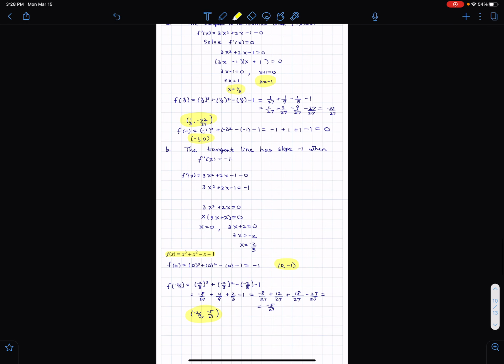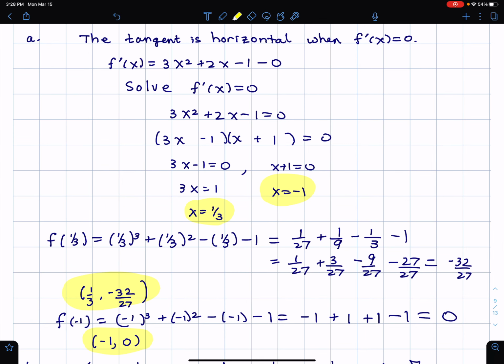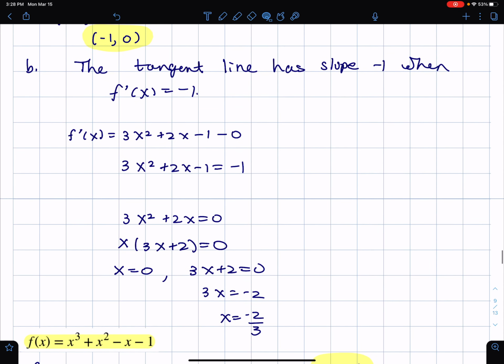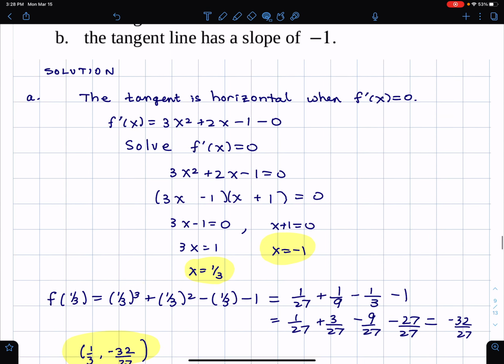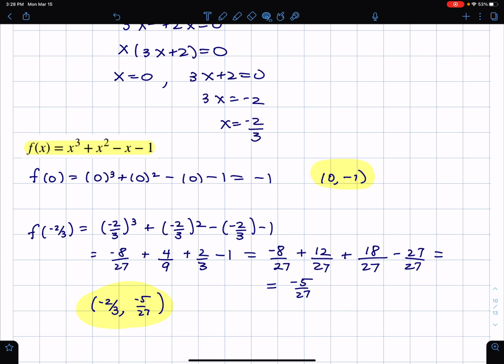Alrighty, so that was part B. For the first part, we took the derivative and wanted to find where the tangent line is horizontal. So we set the derivative equal to 0, and that turned out to be a factoring problem that wasn't super easy, but it was doable. Then you solve for x and get x is 1/3, x is negative 1. Those are where the derivative is equal to 0. Then I found the y coordinates. Next we wanted to find where the tangent line has slope negative 1, so I take the derivative, set it equal to negative 1, and that turns out to be a very simple factoring problem. Got x is 0, x is negative 2/3. Then I found the y coordinates. So that's that. Goodbye.